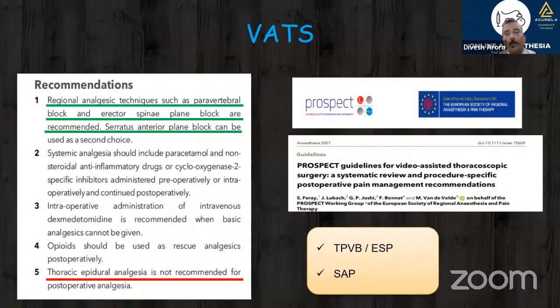So what about VATS? These days, it's an era of minimally invasive surgeries, and VATS is quite a popular surgery. So the PROSPECT group came up with guidelines in 2021. They are very recent, and they recommend thoracic paravertebral or erector spinae as the first choice. So ESP, although 5 years old, is gaining momentum and is definitely featuring in our guidelines. And serratus anterior plane block was the second choice. So my personal preference for VATS is ESP.